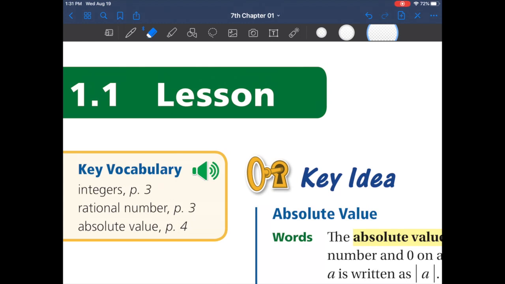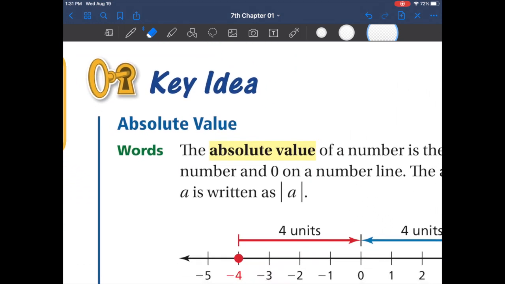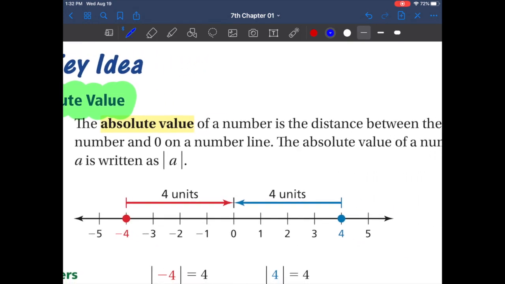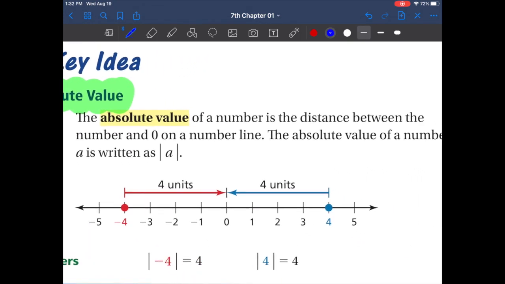Hello everyone, today we are on chapter 1, lesson 1.1. We are talking about today the absolute value. What exactly is absolute value? Well, I'm going to tell you right now. The absolute value is the distance between a number and 0.